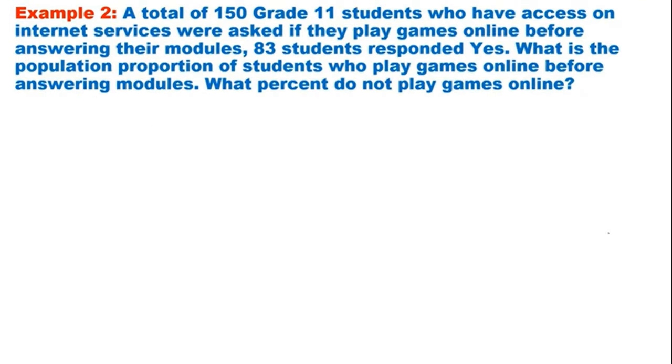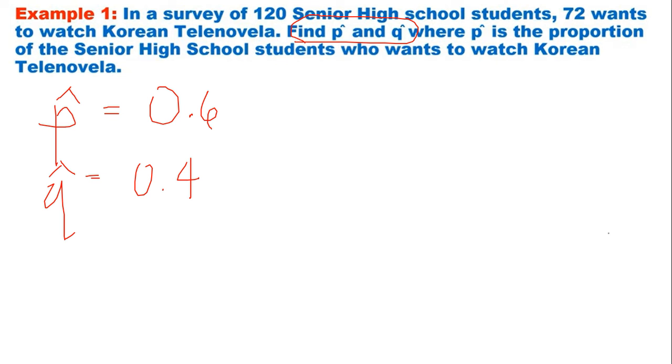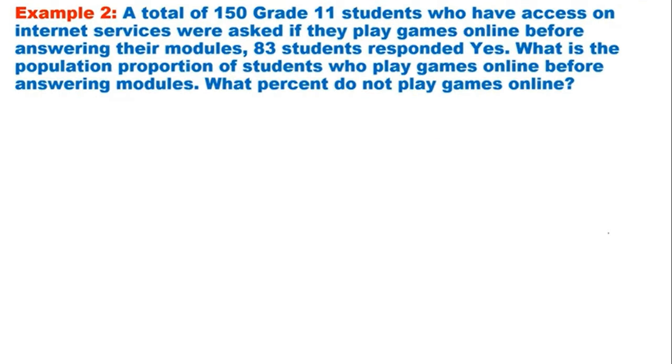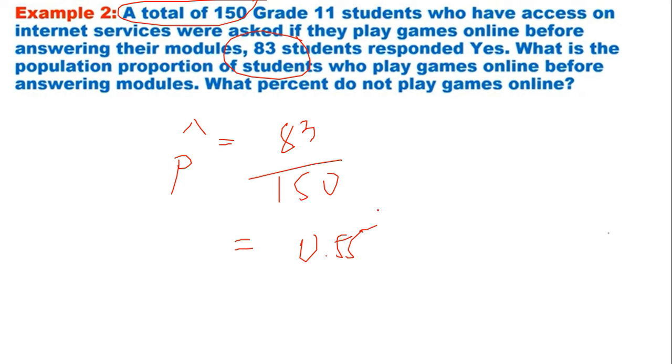Next, number 2. A total of 150 grade 11 students who have access on internet services were asked if they play games online. Yes, Bon? Sir, pabalik po sa number 1. Yan. Okay po, thank you. 72 divide 120 lang yan, Bon. 72 divide 120. So, example number 2, we have 150 for N. And 83 rather, ang yung nag-yes. So your P hat is equivalent to 83 divide 150, 0.55 po yung nag-yes.